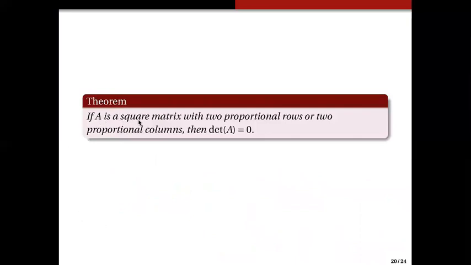Now, if A is a square matrix with two proportional rows or two proportional columns, then the determinant of A equals 0. So how do you do this? Well, since they are proportional, one of the proportional rows can be made to 0 by subtracting that row from the scalar multiple of the other row. So you can see this one.